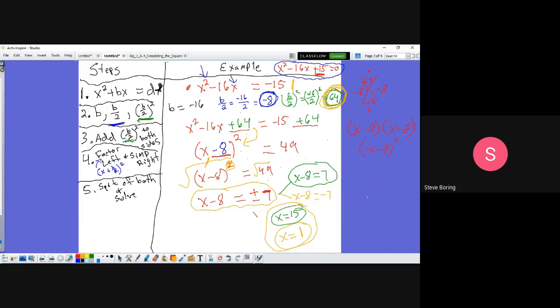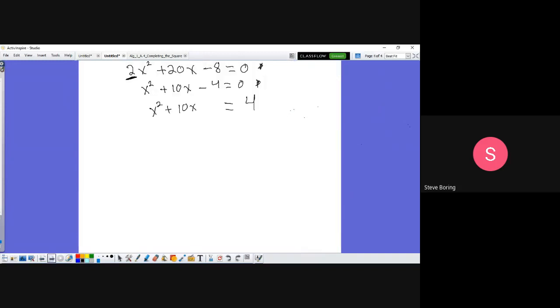Step 2 is find b over 2, and b over 2 squared. It helps to color code if you can. So first of all, b should be obvious. I'll write it here. B is 10. B divided by 2 would be 10 divided by 2, which is 5. And b divided by 2 squared would be 5 squared, which is 25. This is what you're going to add to both sides. So I'm going to write plus 25 plus 25.